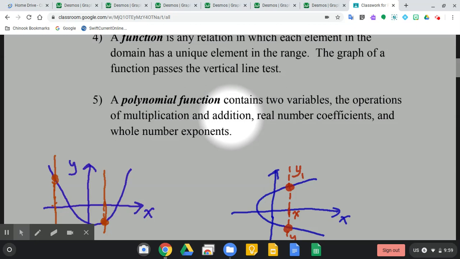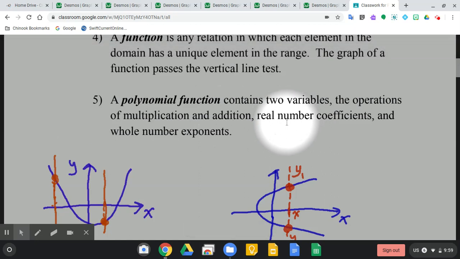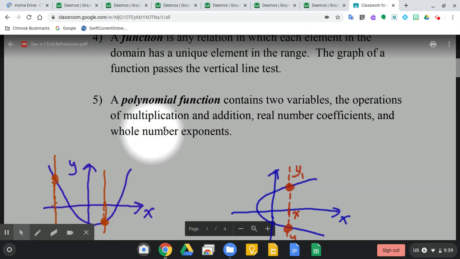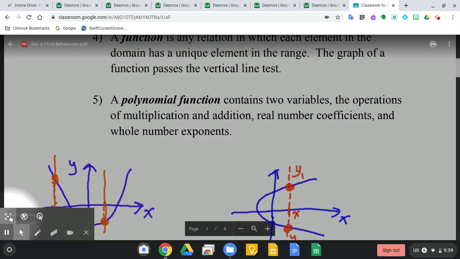All right, moving on. It must also have real number coefficients. That means the numbers in front of our x or y value could be any real number in the universe, and our exponents must be whole numbers. Now, whole numbers means they have to be positive, and there can be no fractions. Now, what does that mean? Well, if our exponent is positive, that means there is no variable in the denominator.